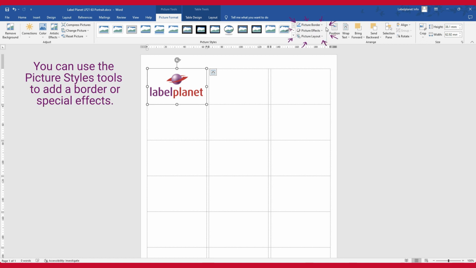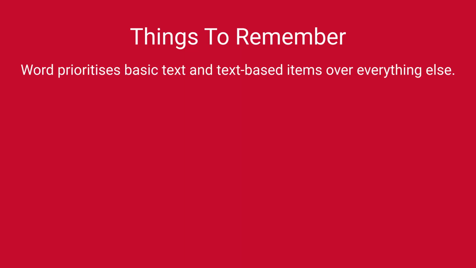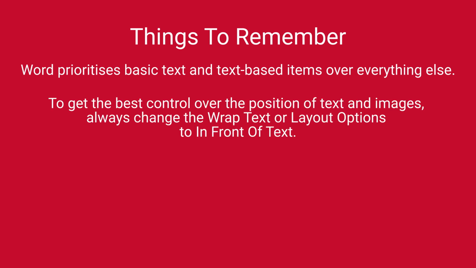You can use the Picture Styles tools to add a border or special effects. You can also edit images using the Adjust tools. Things to remember. Word prioritizes basic text and text-based items over everything else. To get the best control over the position of text and images, always change the wrap text or layout options to in front of text.